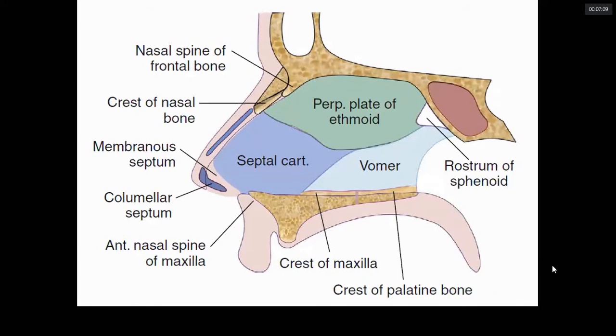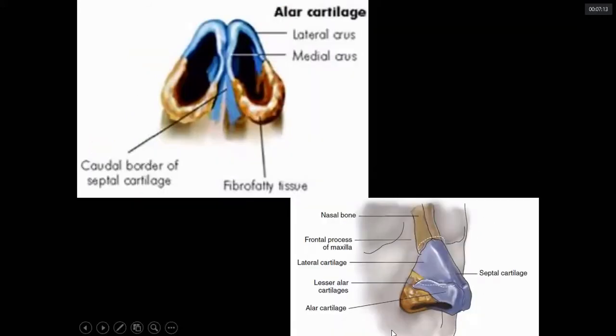Now let us go to the next slide. Again, this image you have already seen earlier. This is the medial crus and the lateral crus, and this forms the columella. And this is the middle crus that we are talking about. This is the inner cartilage.